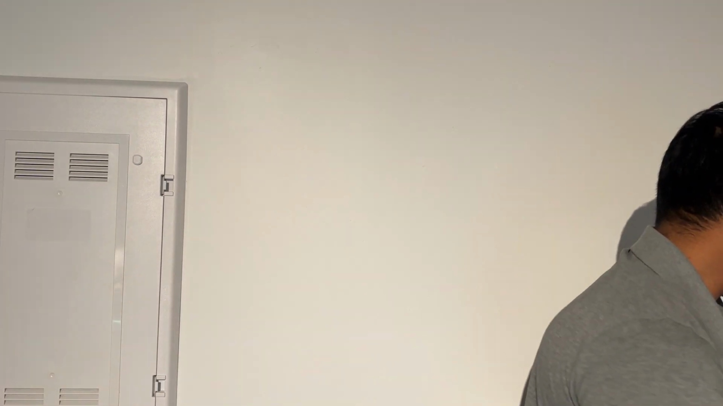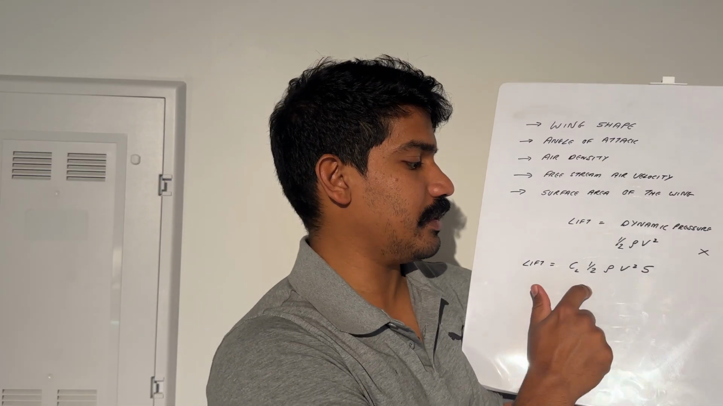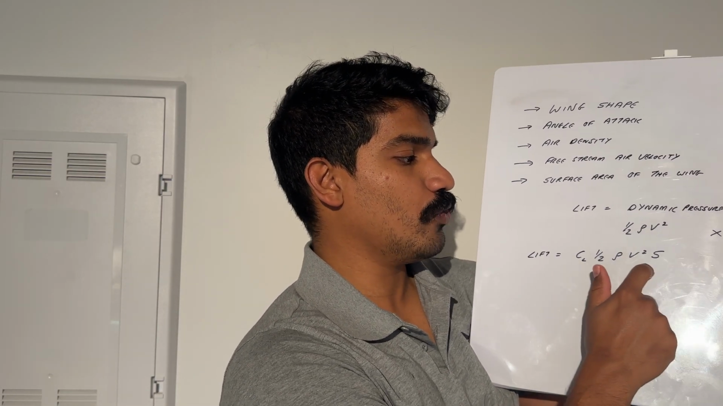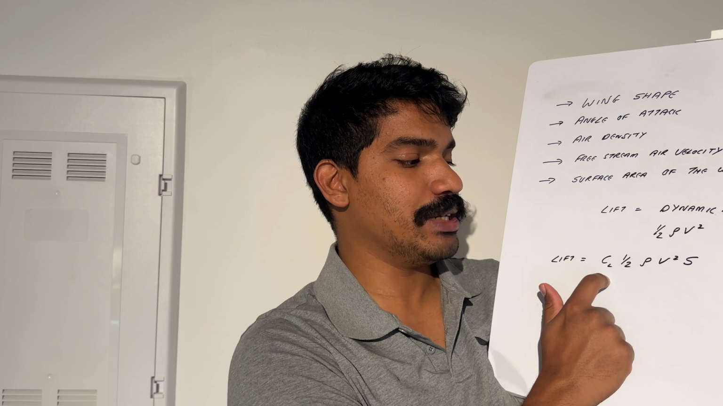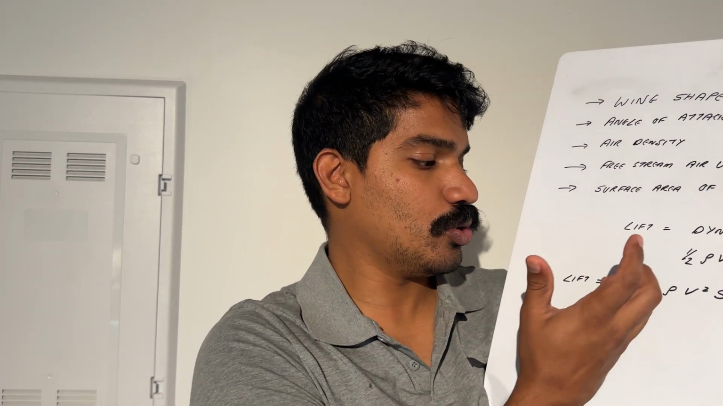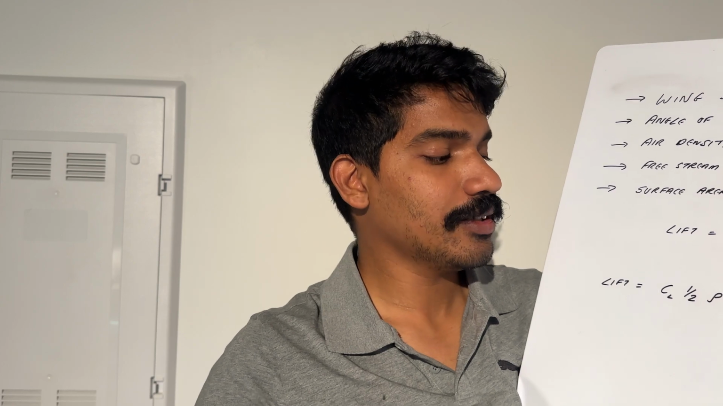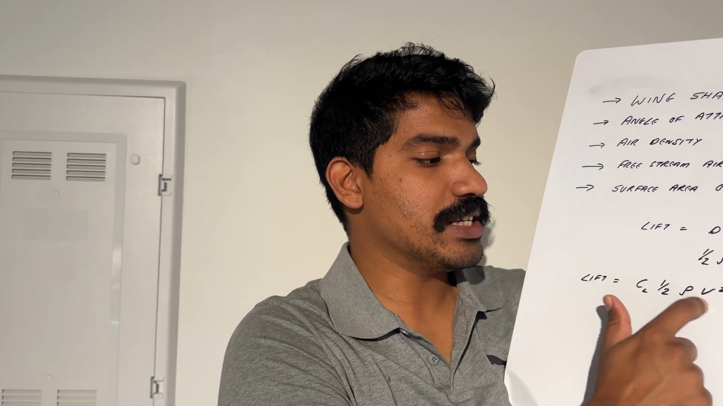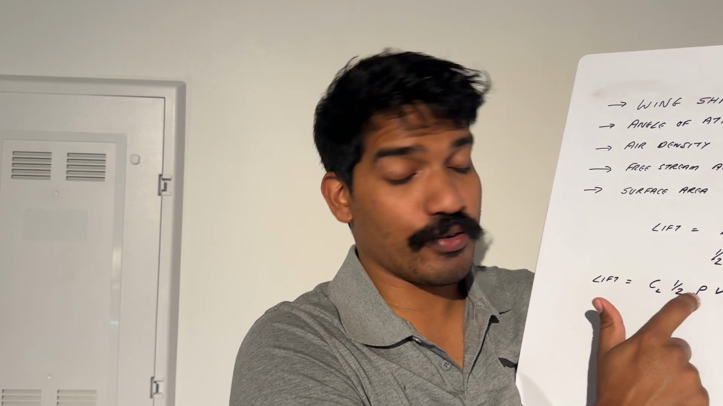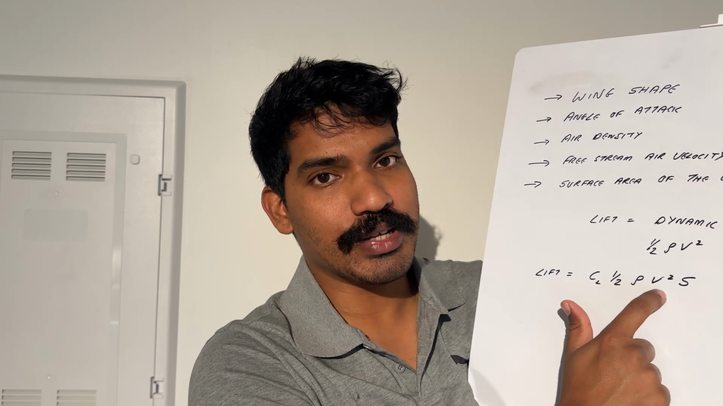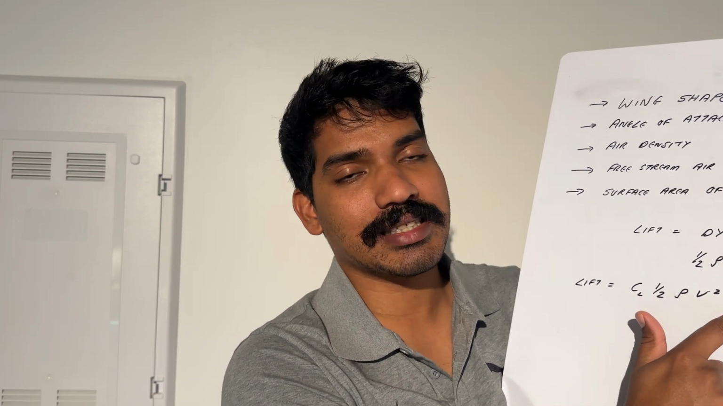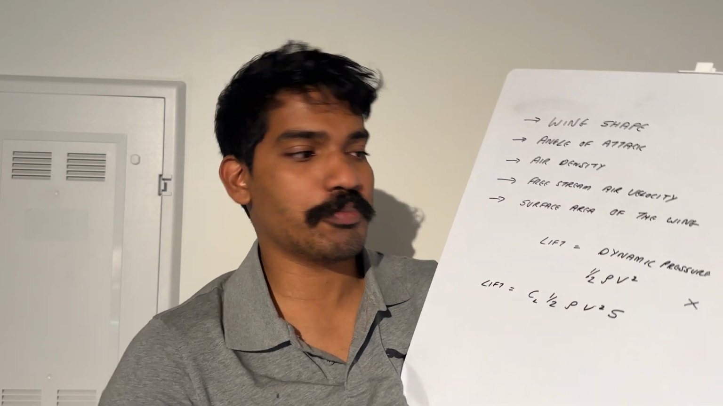So put these three things together and it is giving you coefficient of lift into half rho v square S. Okay, so coefficient of lift is basically the capability of the wing to create lift, and then half rho v square is the dynamic pressure, rho is nothing but the density of air, v square is the velocity of air squared, and S is the surface area. So all these things put together is basically the formula of lift.